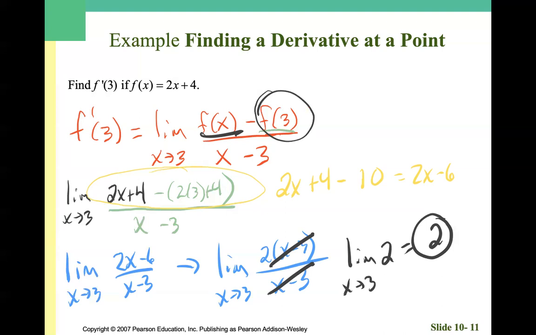Okay. Now, let's think for a minute here. Keep in mind the derivative represents the average or the instantaneous rate of change. What type of function did we start with? A line. What's the rate of change for that line all the time? The slope. These two agree. Does that make sense?